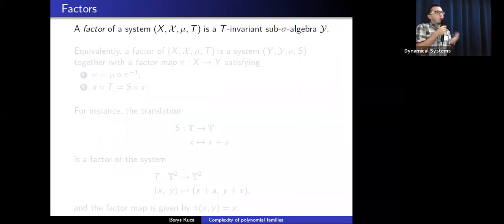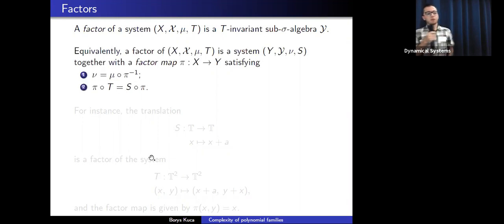But to tell you what more we can say, we need to define the notion of a factor. There are at least 3 definitions of a factor. I'll state 2 of them. The simplest one is this. A factor of a system is simply a T-invariant sub-sigma algebra of the system. Equivalently, a factor can be defined as a separate system Y together with a factor map pi from X to Y, which satisfies some natural properties.